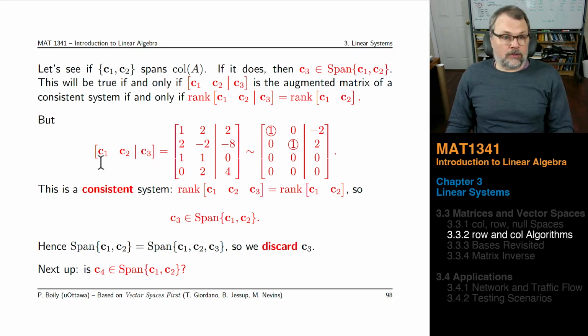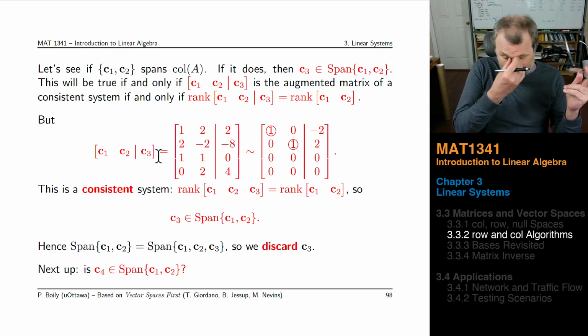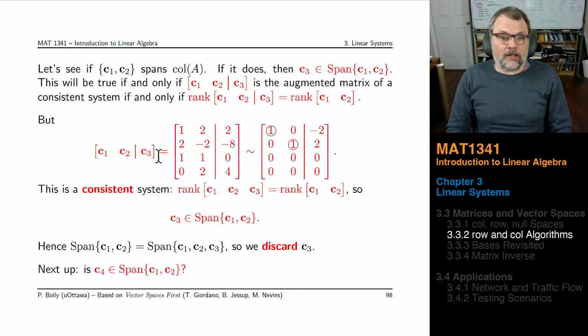All right, so let's do it. C1, C2, C3, that's the matrix 1, 2, 2, 2, minus 2, minus 8, 1, 1, 0, 0, 2, 4. Put the vertical line here to remind us that we are looking at an augmented system. And then we reduce this. Well, the good thing is we've already done some of the work, or at least we can keep the same operations as the ones we were using for some of it, right? And we'll get 1, 0, minus 2, 0, 1, 2, and a bunch of zeros.